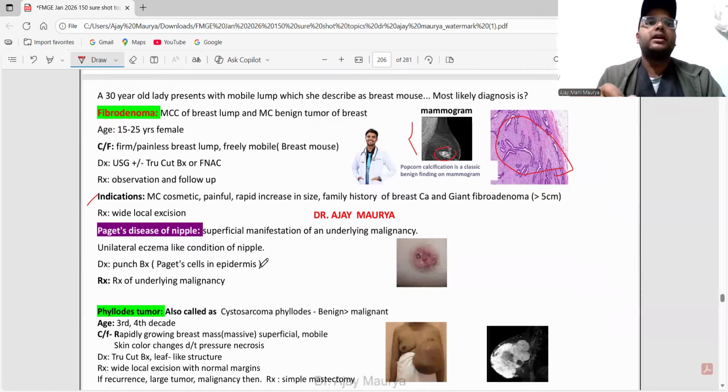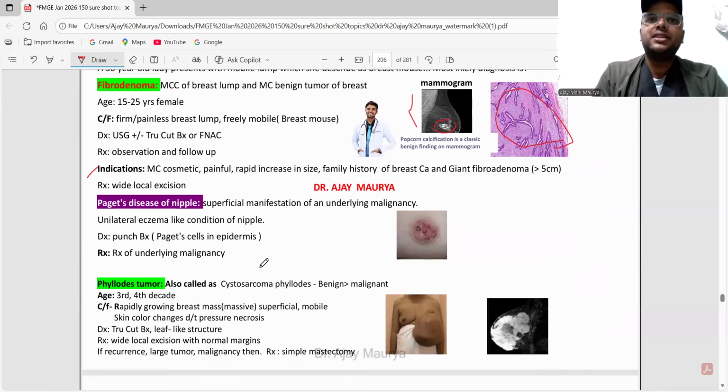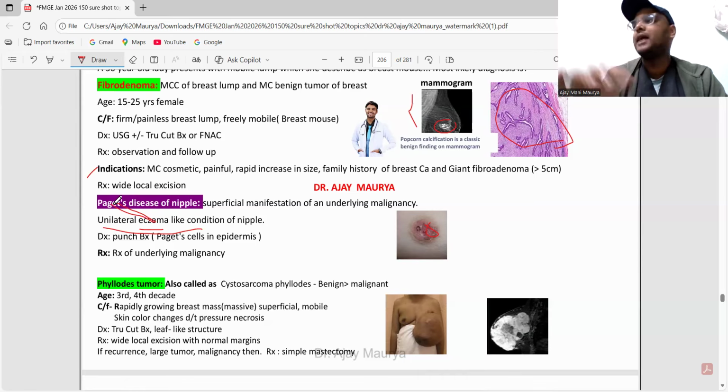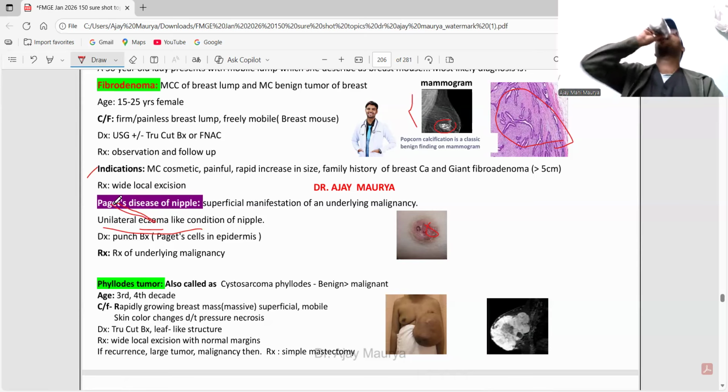Next is Paget's disease. Paget's disease is a superficial manifestation of an underlying malignancy. It is a unilateral eczema-like condition. For diagnosis we do a punch biopsy, and we see Paget cells in the epidermis. Treatment is treatment of the underlying malignancy. It will always look like unilateral eczema. Remember Paget, eczema.